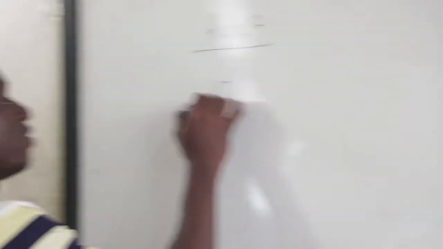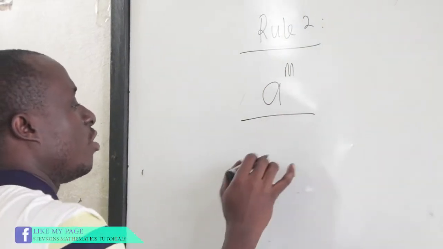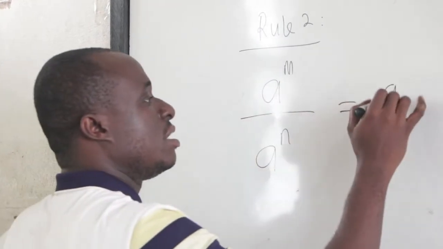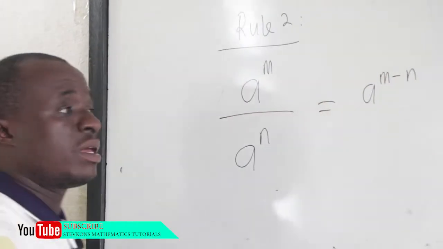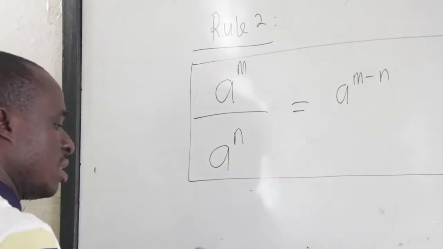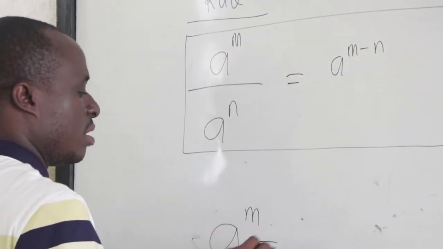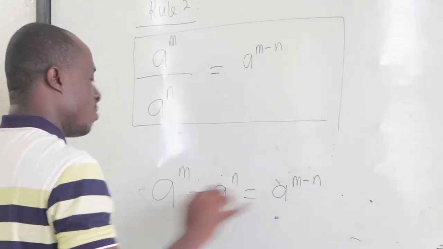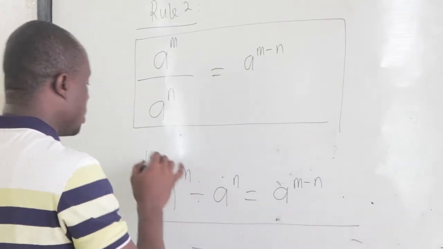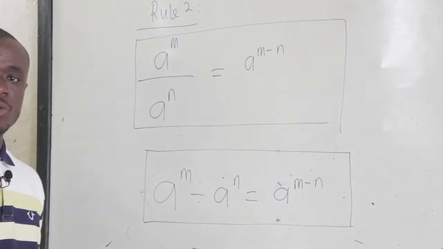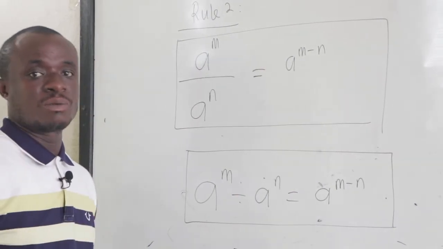So if you have a to the power m all over a to the power n, now we are dividing, so here we see that a^(m-n). Or it can be put in this way, that is a to the power m divided by a to the power n, so this is a^(m-n). So anytime that we are dividing and the bases are the same, we subtract the exponent.